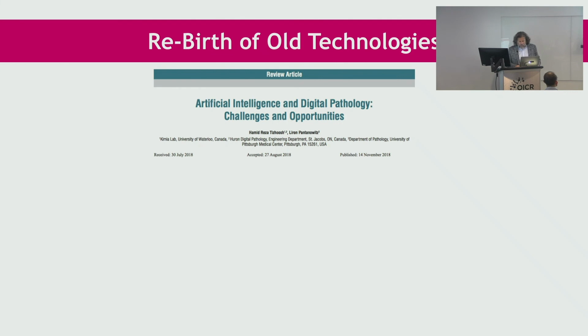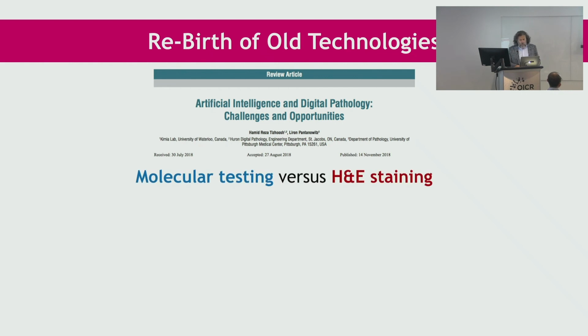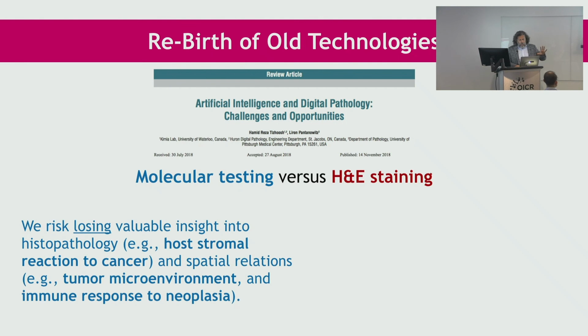One of the things that computer vision and AI are doing is the renaissance of old technologies like H&E. H&E is everywhere. H&E is cheap. We have automated the process. Compared to IHC, which is more expensive, not fully automated, and highly selective, you need a lot of knowledge to do that. So if you look at molecular testing versus H&E staining, when we focus on the first one entirely, we risk losing valuable insight into histopathology, for example, the host stromal reaction to cancer, and spatial relations such as tumor microenvironment and immune response to neoplasia.